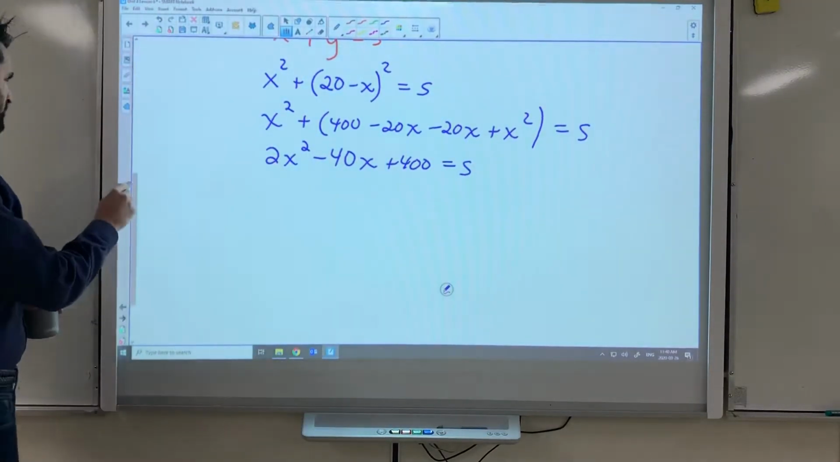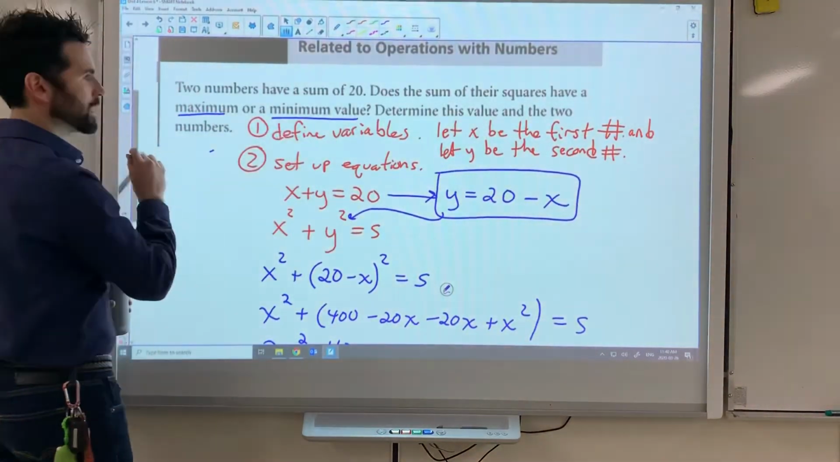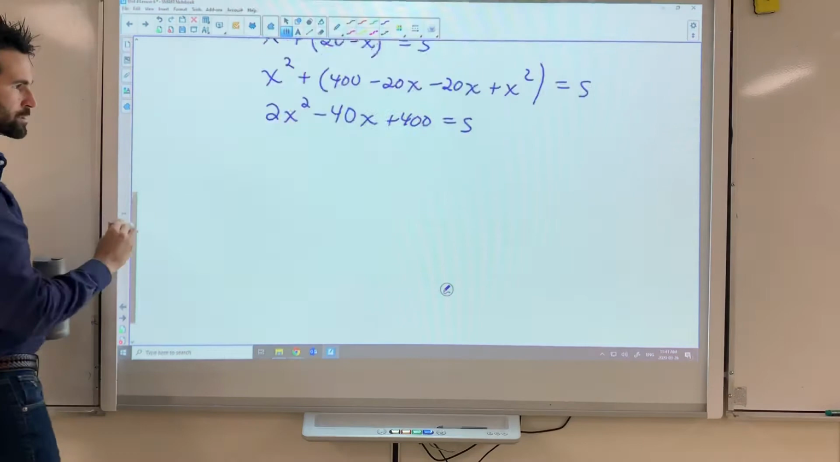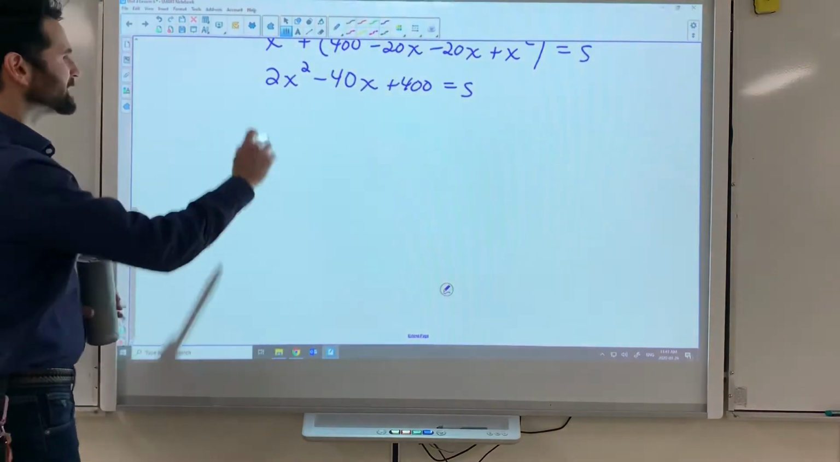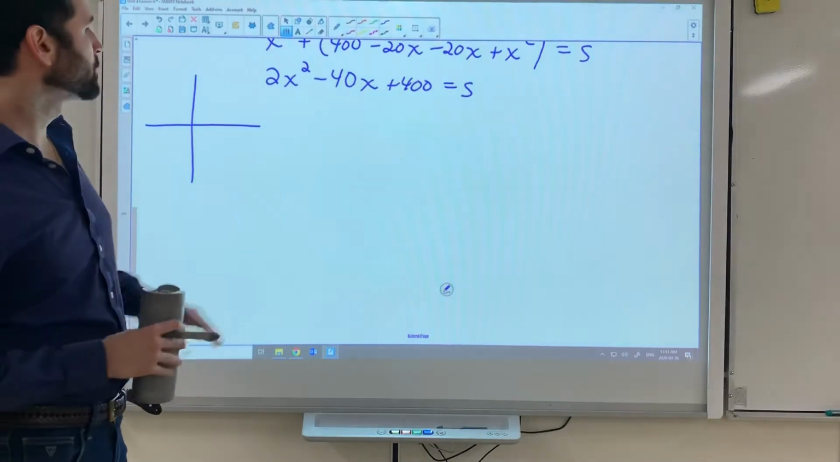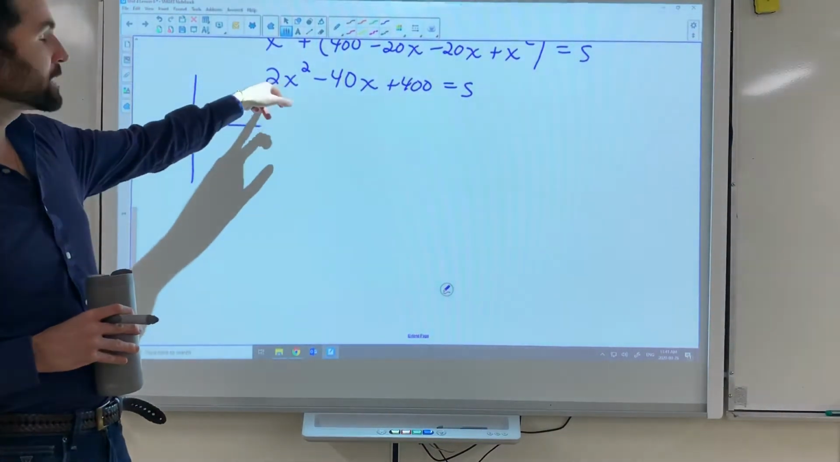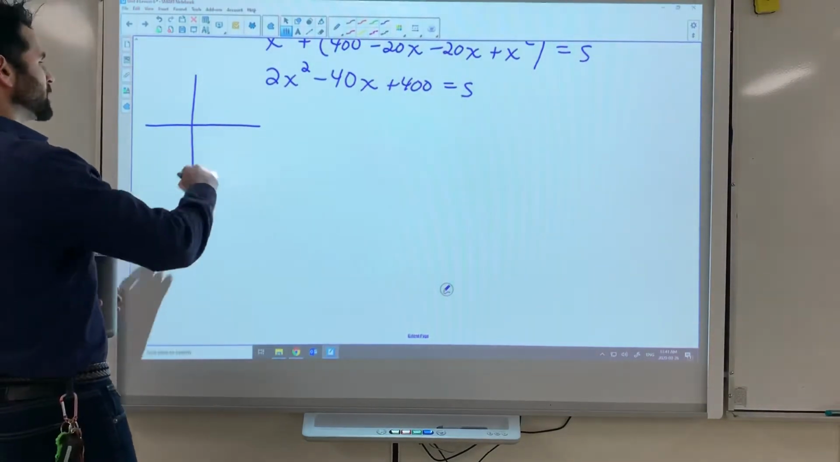Now, could you find the vertex? It's asking me, does it have a max or a minimum value, and determine the value and the 2 numbers. So, well, let's see. Based on this parabola, you should be able to know a couple things about it. Is it opening up or down? Well, the a term is positive, so this parabola is opening up.